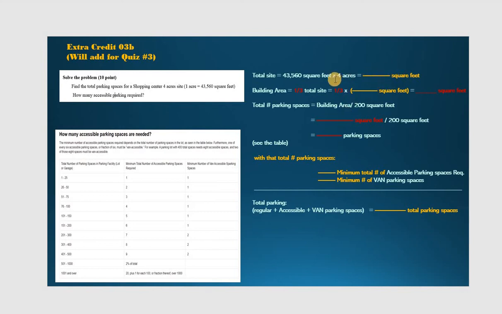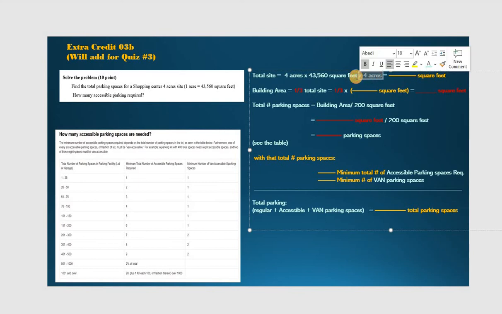I think this one I can do it like this, for easy. You understand that? Okay, so for example, 1 acre equals 43,560 square feet, and how many square feet for 4 acres? We do it like this. It's easy. And after that, you get the total number here for the site.